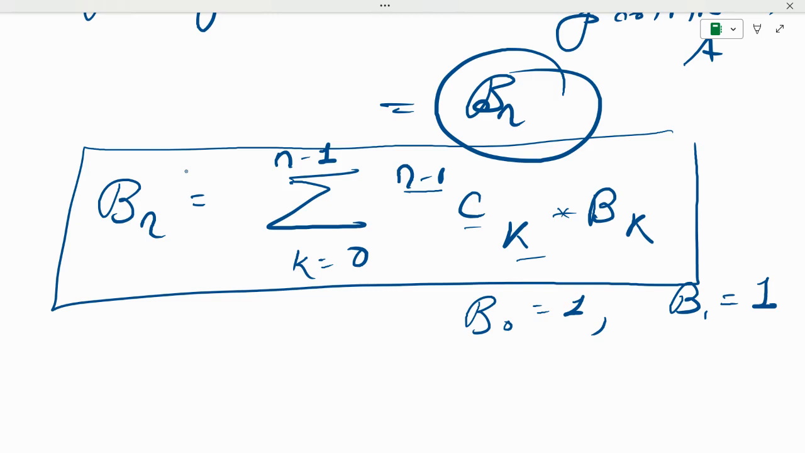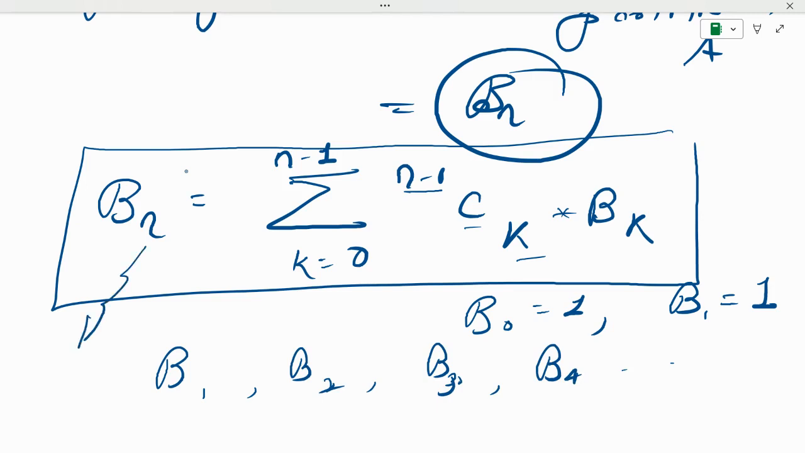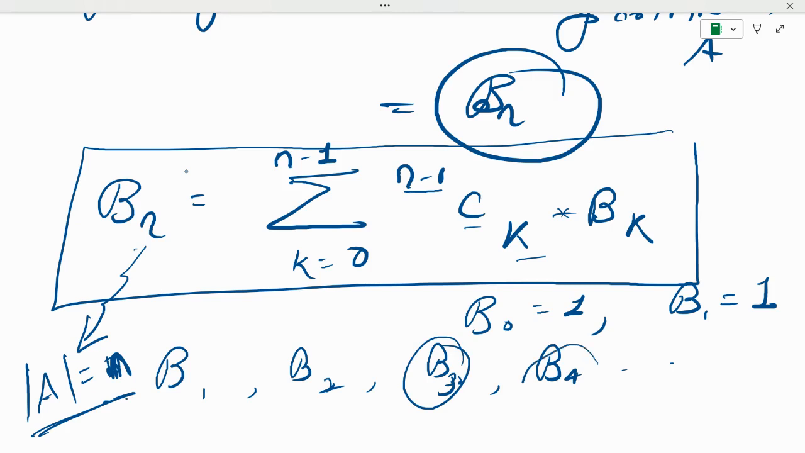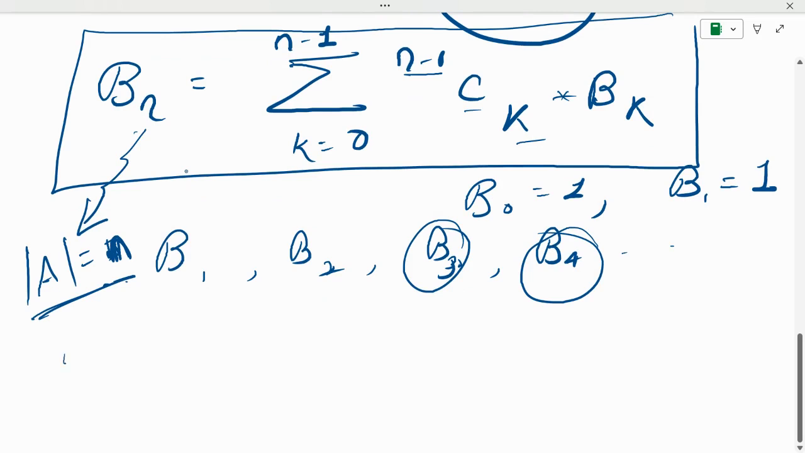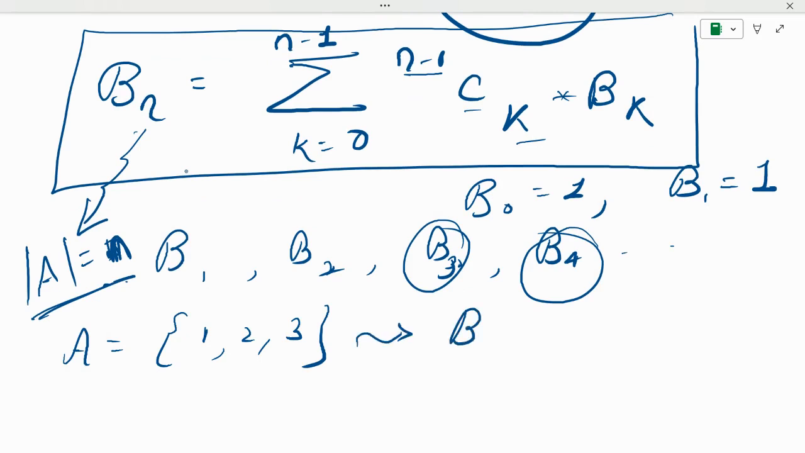Now how to calculate it? We need to calculate B1, B2, B3, and so on. Here n denotes the cardinality of A. If n is 3, we can calculate B3; if n is 4, we can calculate B4, like that. So considering the same formula, let's say we have A consisting of {1, 2, 3}, then we need to calculate B3.